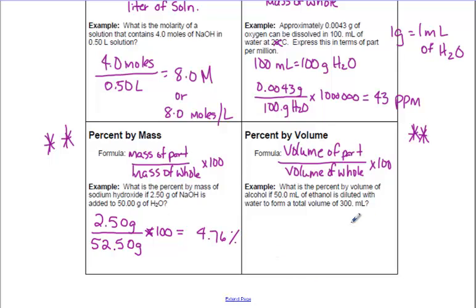Okay, now we'll do percent by volume. What is the percent by volume of alcohol? If you have 50 milliliters of ethanol, it's diluted with water to form a total volume of 300. They're telling us the total. So the total is going to be 300 milliliters. That's the volume of the whole, okay? And they tell us they add 50.0 milliliters. So that's the volume of the part. So when we divide that out and then multiply by 100, we get approximately 16.7%.